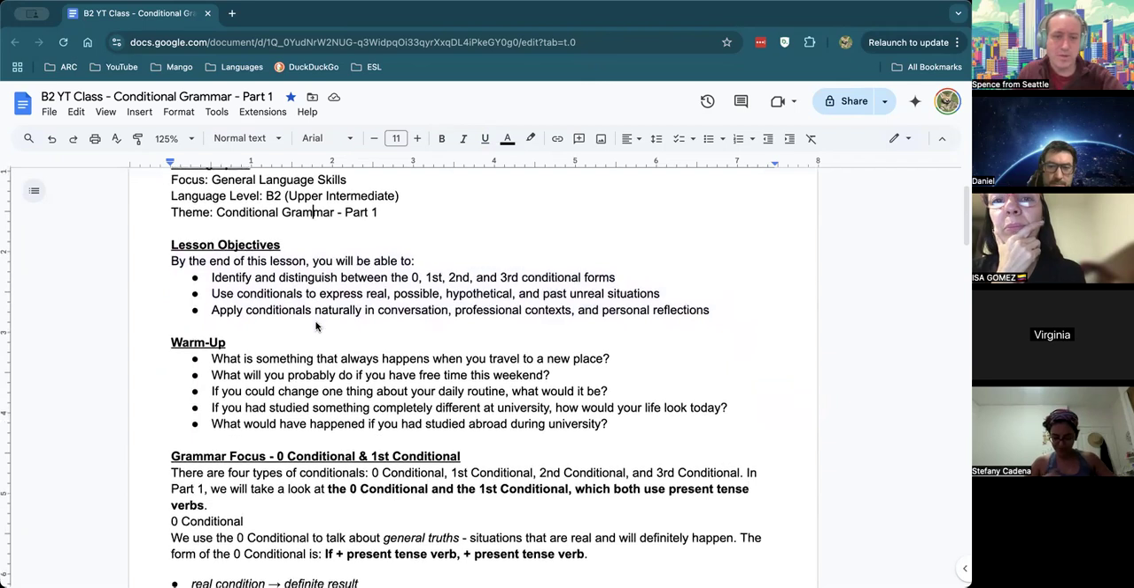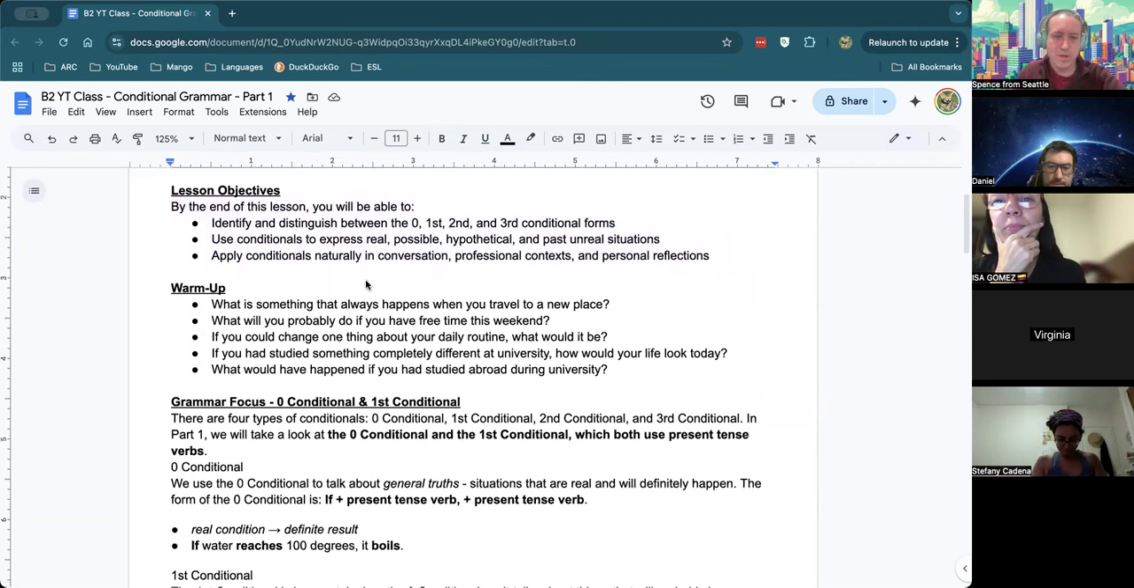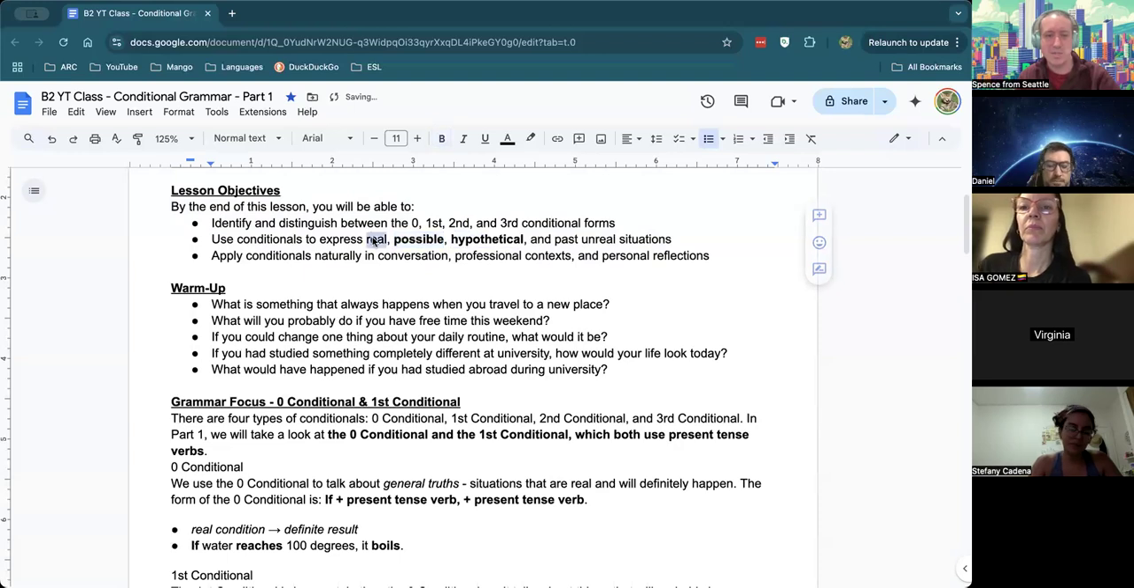So we're going to be talking about different types of conditional. They're numbered just to make it easier, so hopefully it doesn't make it more intimidating. And conditional is used to talk about hypothetical situations, possible situations, and real situations. So we've got different circumstances that we deal with.